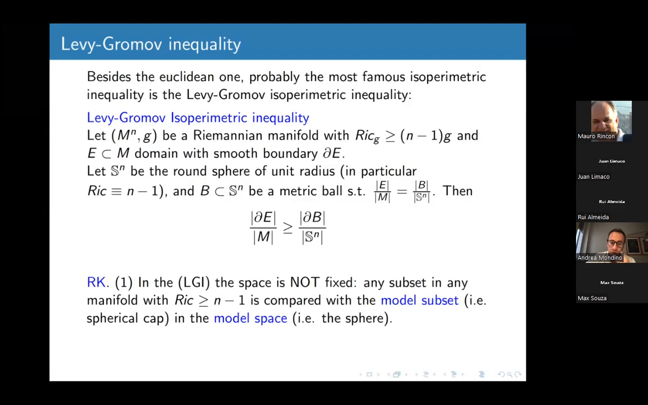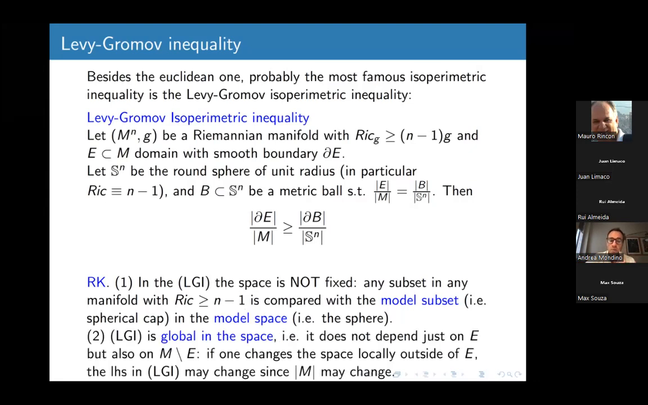But there is a big difference between the Lévy-Gromov isoperimetric inequality and the Euclidean or the spherical isoperimetric inequalities, because while in the Euclidean and in the spherical inequalities the space was fixed, in the Lévy-Gromov inequality the space is not fixed. So what is happening is that any subset in any manifold with Ricci bounded below by n-1 is compared with a model subset, which is a spherical cap, a metric ball, inside a model space, and the model space is the n-dimensional sphere. So we have much more freedom. We are not just moving the subset E, but we are also moving the ambient space.